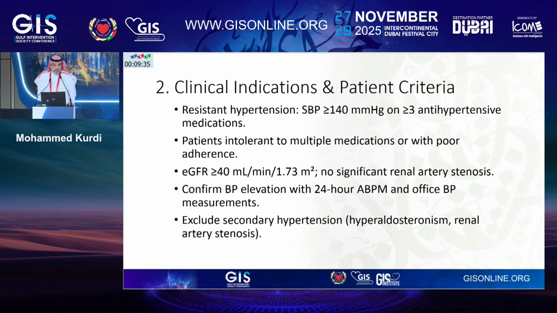Of course, you need to consider the renal function, with a GFR of 30 and above, and in our GIS consensus we approved 40, as the bulk of evidence is actually for a GFR of 40 ml. We need to confirm the blood pressure by 24-hour ambulatory, home, and office measurements. And of course, if you don't have the 24 hours, you could use 7 days of home readings once you set up the protocol and educate the patient. Exclude all secondary hypertension, including hyperaldosteronism and renal artery stenosis. That's a must.